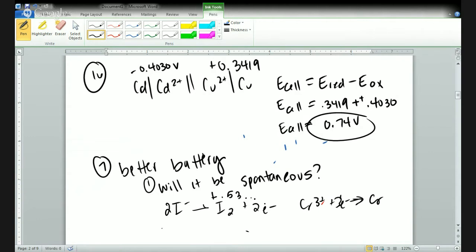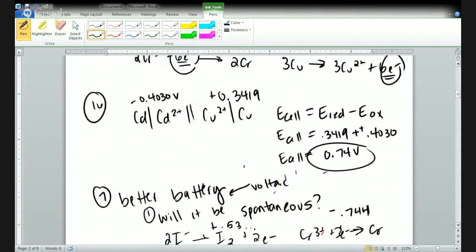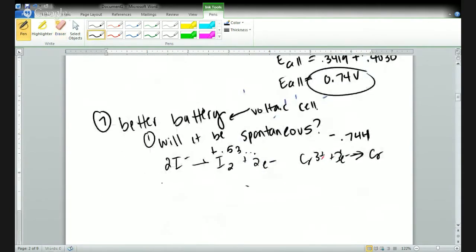And then I find my chromium number, which is negative 0.744. So what these numbers tell me, because I want this to be a battery, and battery means spontaneous, means voltaic cell, is that because my oxidation has a higher reduction potential than my reduction, if I was to plug this into E cell, I would have a negative minus a positive, which would give me an overall negative E cell, which means this would not be a battery.